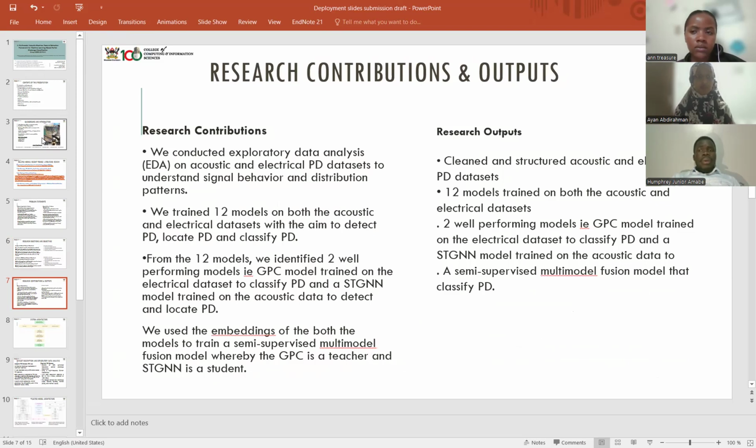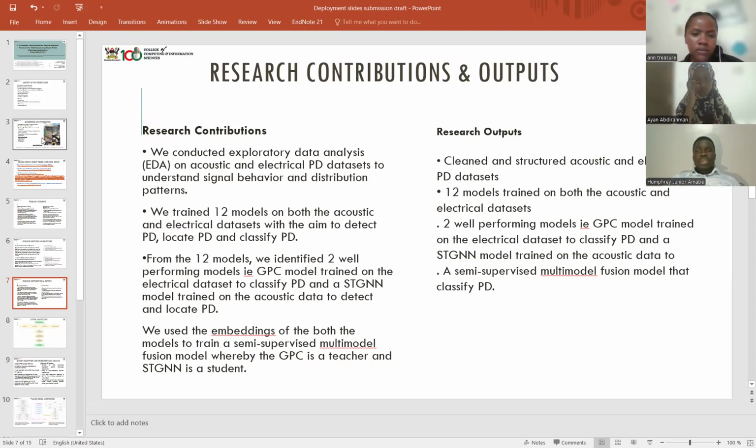For our research contributions and outputs, we conducted the EDA on the acoustic and electrical PD datasets to understand different signal behaviors and distribution patterns. Later on, we trained 12 models on both the acoustic and the electrical datasets with the aim to detect PD, locate PD, and classify PD. From the 12 models, we identified two well-performing models that we further trained and then deployed to get results.